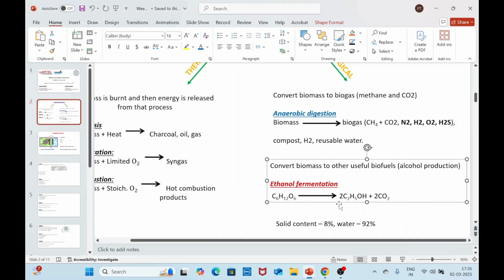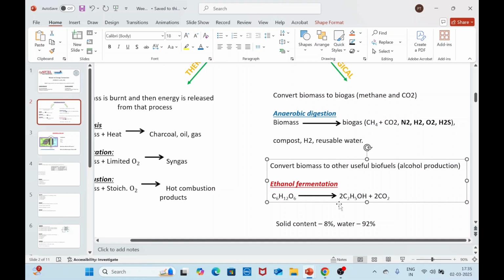So this glucose, when it undergoes this anaerobic digestion process with the help of some sort of microorganism, for example, in case of this hexose or glucose, if you use yeast as the microorganism, then under this anaerobic digestion process, you are going to end up with ethanol plus carbon dioxide. So this ethanol is basically used as an energy fuel in your vehicles and other systems.